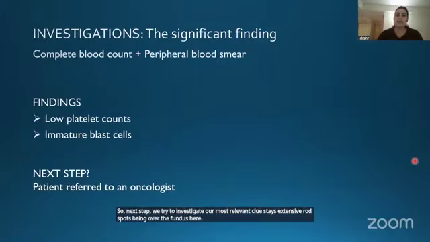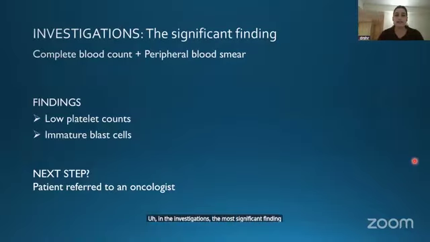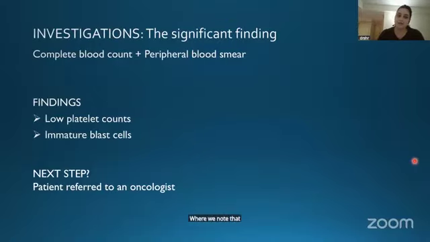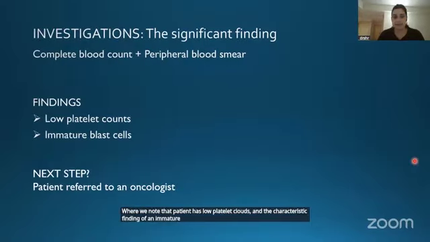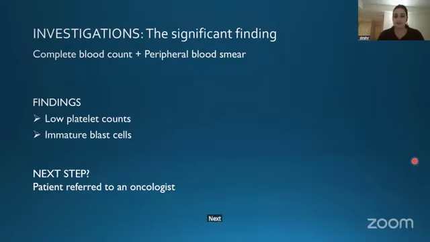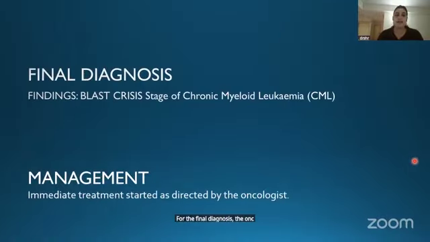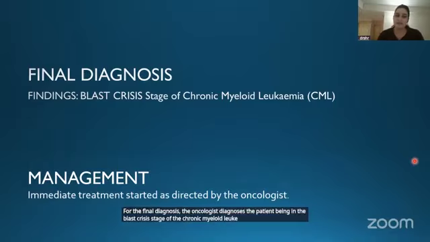In the investigations, the most significant finding that we could point out was a complete blood count and a peripheral blood smear done for the patient, where we note that the patient has low platelet counts and the characteristic finding of immature blast cells present. Next step, we immediately refer the patient to an oncologist. For the final diagnosis, the oncologist diagnoses the patient as being in the blast crisis stage of chronic myeloid leukemia. For the management, immediate treatment was started as directed by the oncologist.